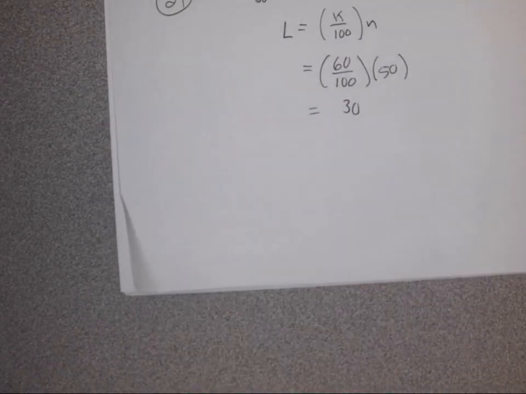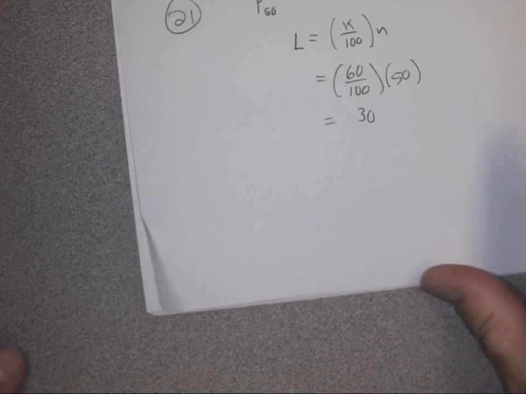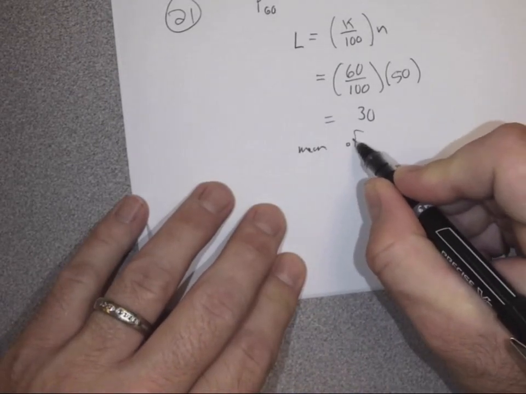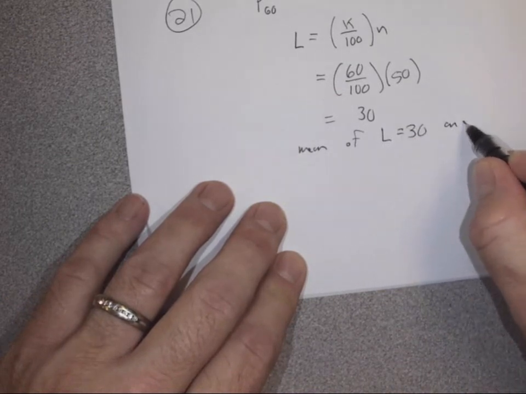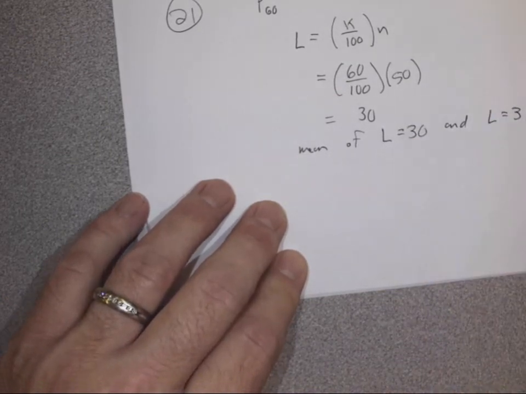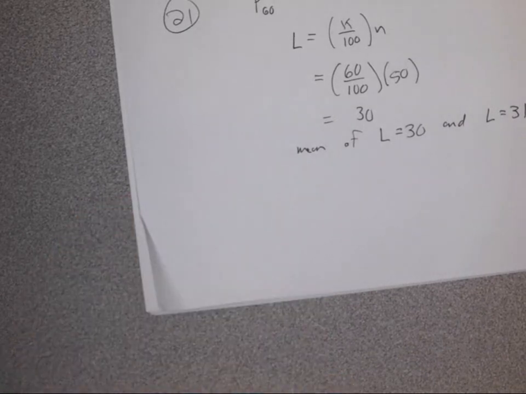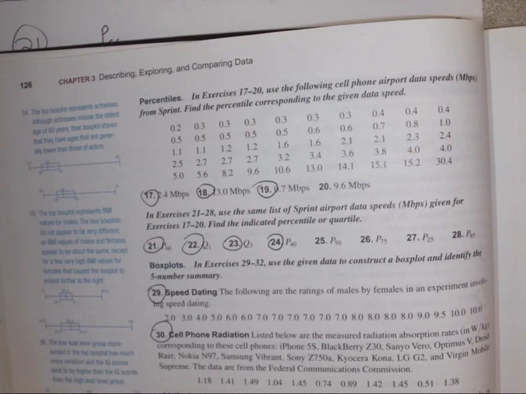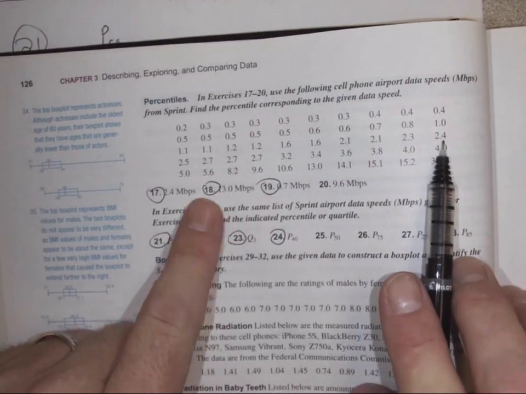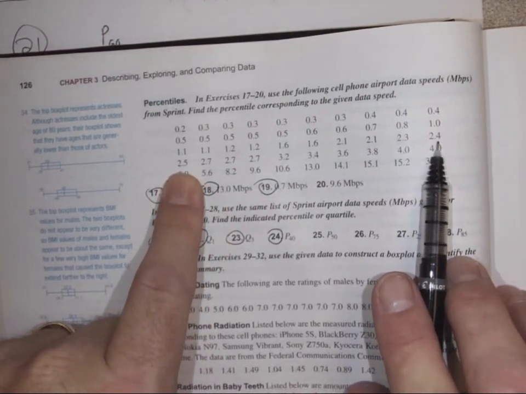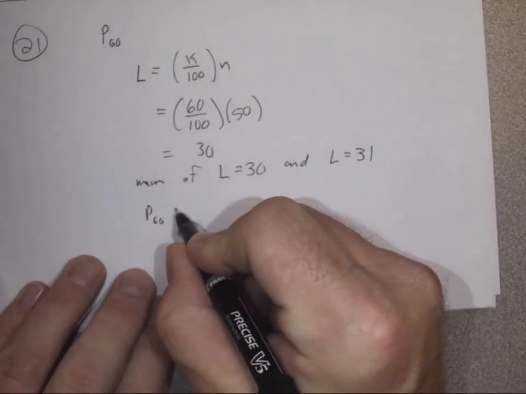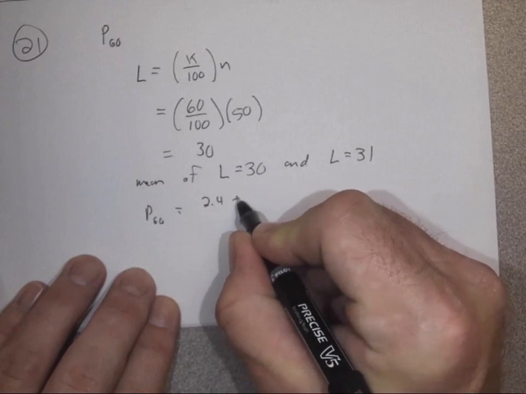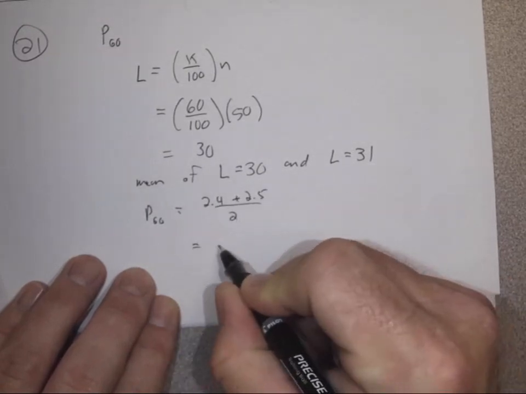Is that a whole number, or is that a decimal? So what I'm going to do is take the mean of location 30 and location 31. Now I'm not taking the mean of 30 and 31, I'm taking the mean of the numbers in those positions. So I have to find the 30th and the 31st location. This is 30 right here, and over here is 31. So I'm going to take the mean of 2.4 and 2.5. So P60 is the mean of 2.4 and 2.5, which is 2.45.